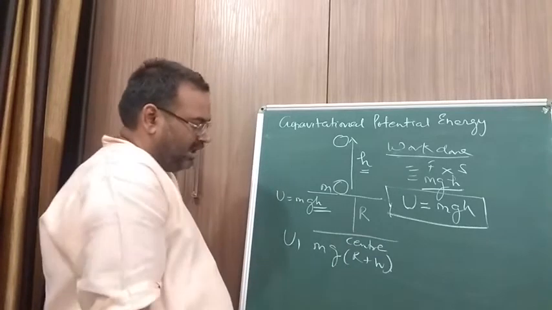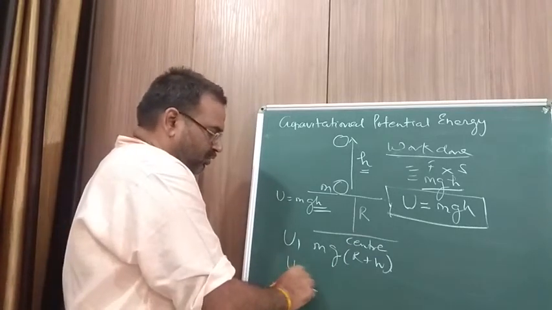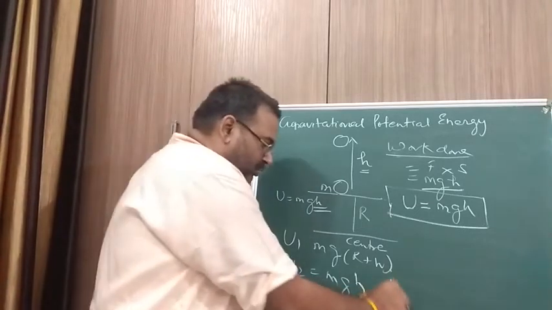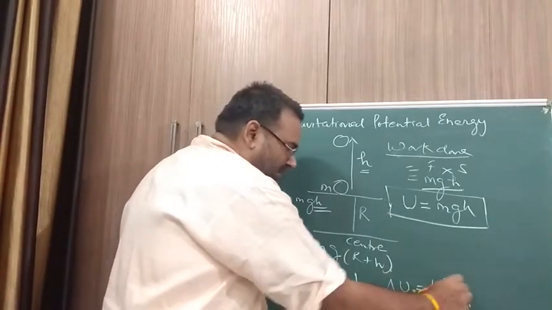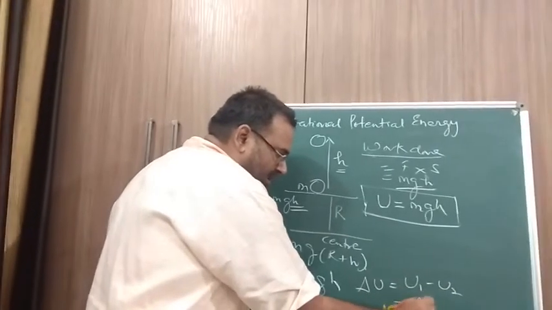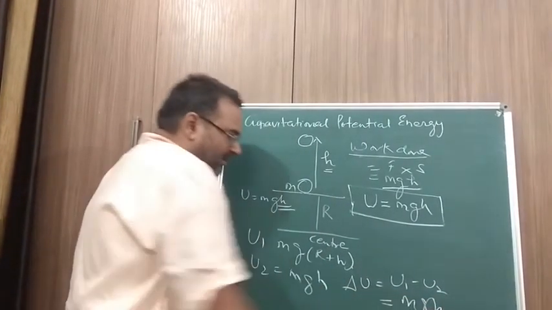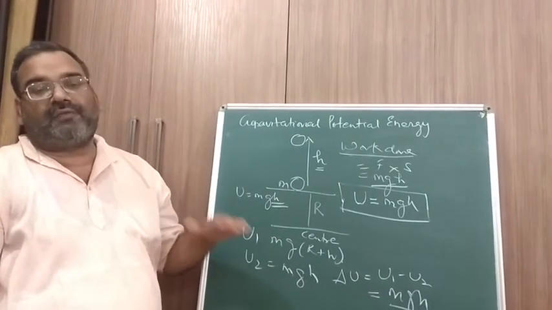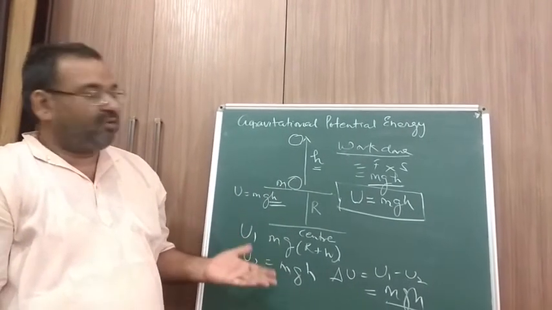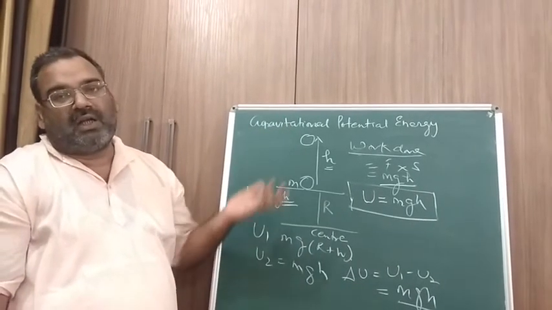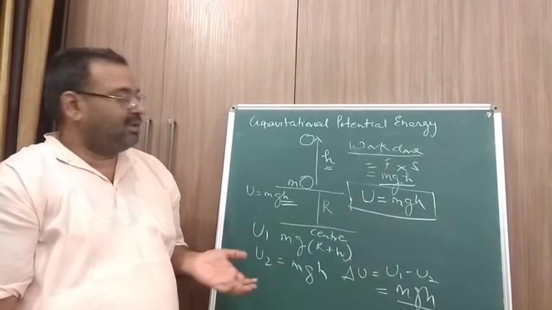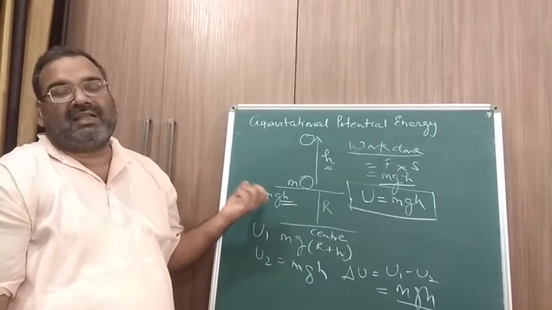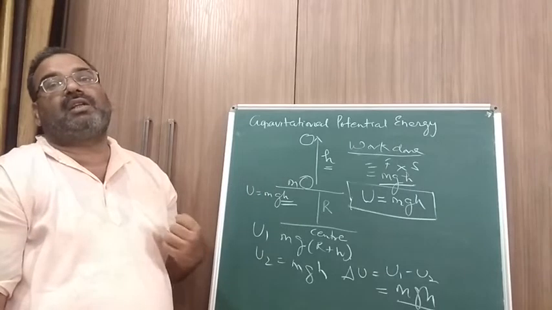U1, and from the surface of the earth U2 will be equal to mgh. Now delta U will be equal to U1 minus U2, equal to mgh. So basically we consider the ground level, the surface of the earth. From here, whatever height is being raised and whatever amount of work is being done in raising that body to a certain height h, that work is really the change in the potential energy.